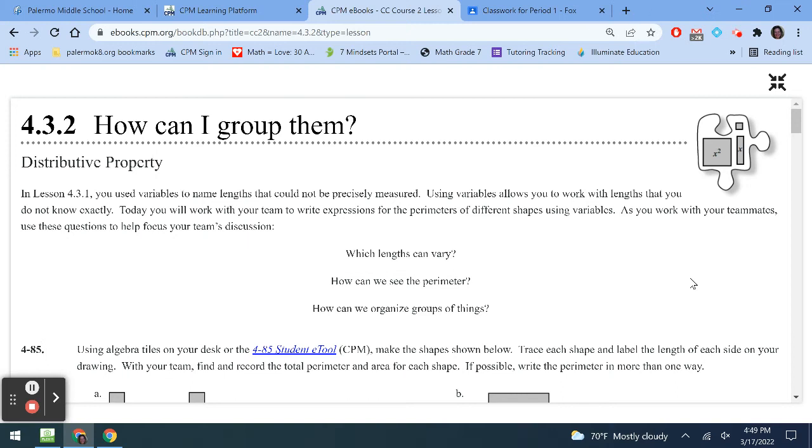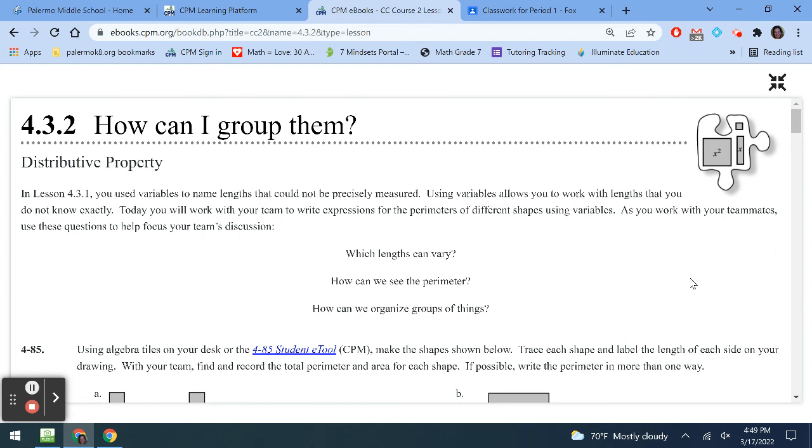4.3.2, how can I group them, the distributive property? In lesson 4.3.1, you used variables to name lengths that could not be precisely measured. Using variables helps you to work with the lengths that you do not know exactly. Today, you're going to work with your team to write expressions for the perimeters of different shapes using variables.